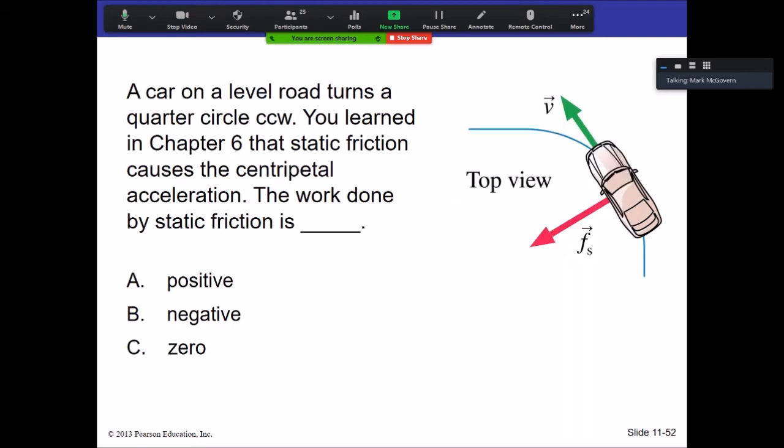Why is it C? Concept and math. Let's talk about it. Would this force cause this object to speed up or slow down? No. This force acts to keep it in the circle. So the answer is 0. Mathematically, we learned that work is F delta R cosine theta. The angle between the displacement and the force is 90 degrees. Cosine 90 degrees is 0. So mathematically, it's 0. Okay, fantastic.